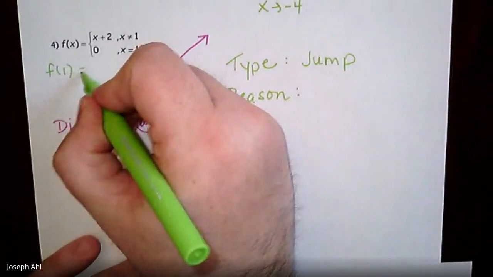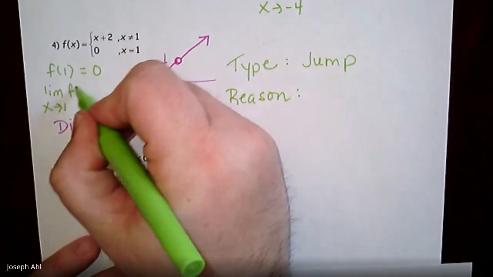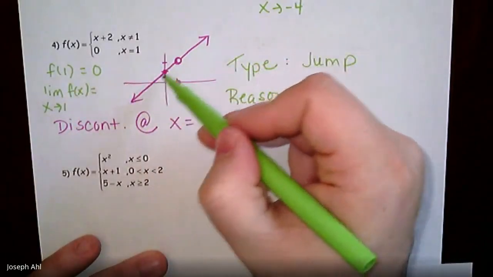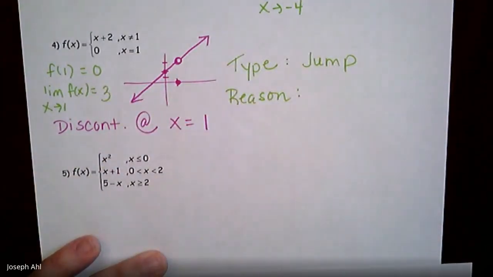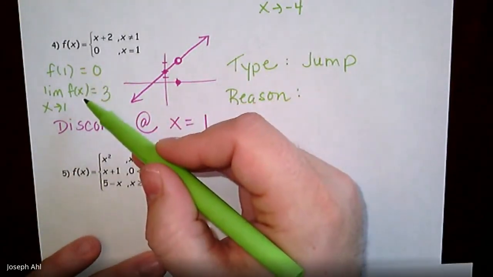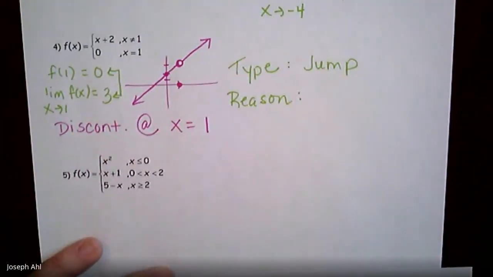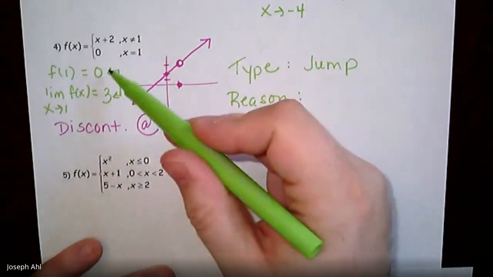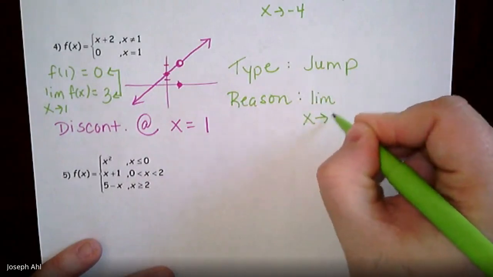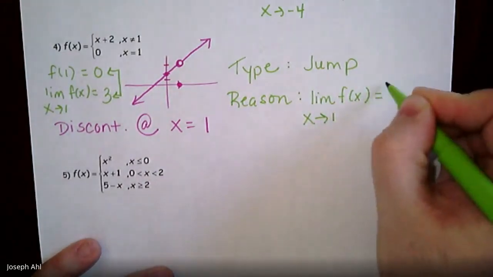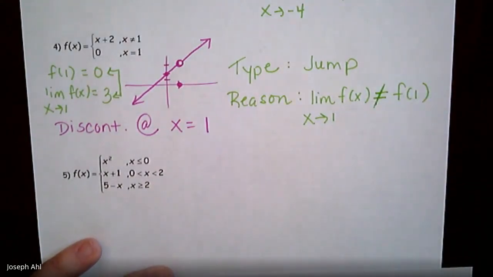Does the limit as x approaches 1 exist? So we said, yeah, f of 1 is good. That's 0. What about the limit as x approaches 1? Does that exist? Well, as I approach 1 from the left and as I approach 1 from the right, I'm getting closer and closer to 3. So that rule is also good. But what's the rule that's being broken? These two things don't match. In order for us to be continuous at x equals 1, those two things would have had to be the same value. So the reason is that the limit as x approaches 1 for f of x does not equal f of 1. That's the toughest reason for students to write down and remember.